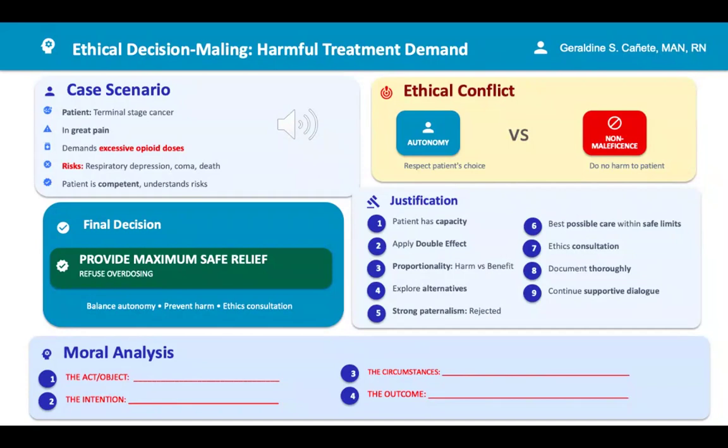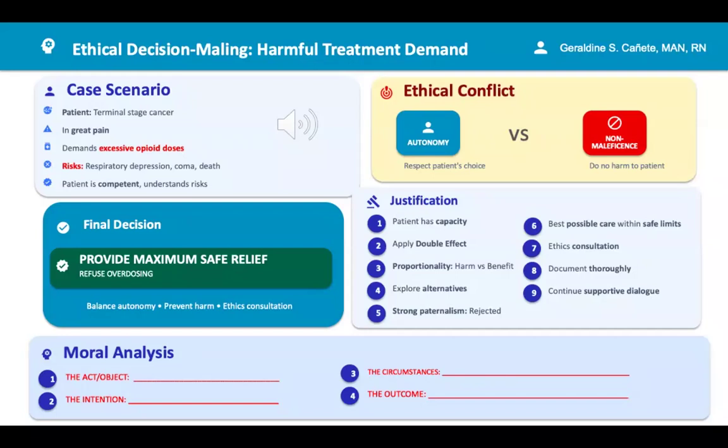Now, I want to ask you, do you agree with this justification? Why or why not? What are some potential challenges in implementing this decision? How can you ensure that the patient feels respected and supported even when you are refusing to comply with their demands of higher dosage of opioids?